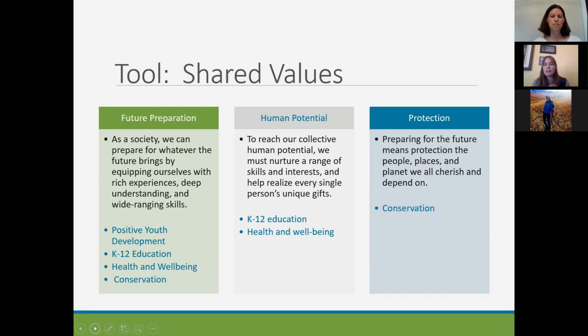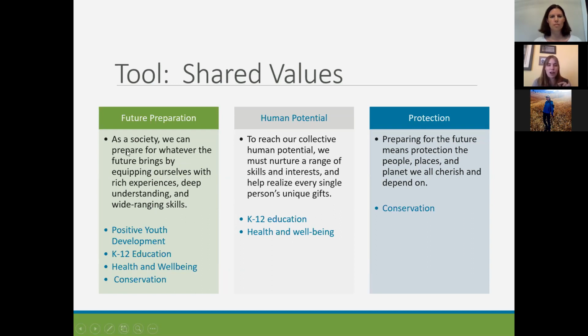And then finally, for conservation, the value of protection and how preparing for the future means protecting the people, places, and planet we all depend on. And when you look at these, you'll notice there isn't a value specifically used to talk about social justice and the access and opportunity of environmental education. But you'll notice it's embedded in each of these.